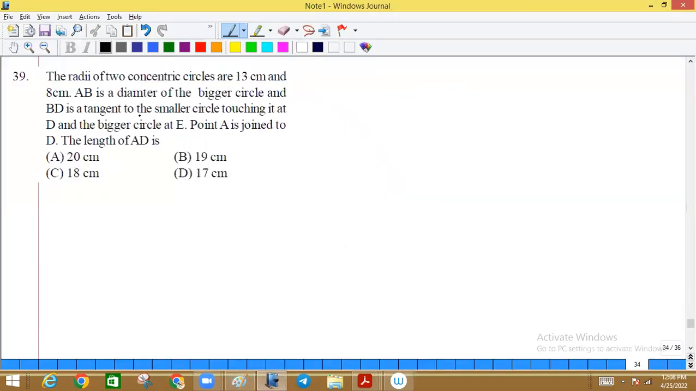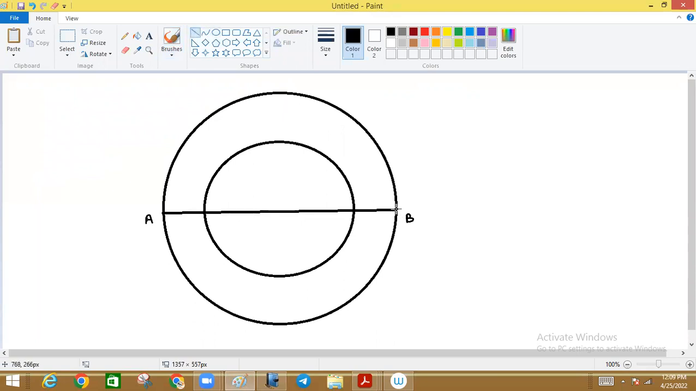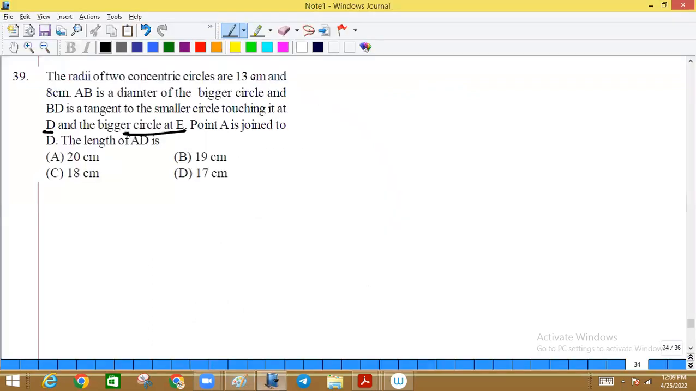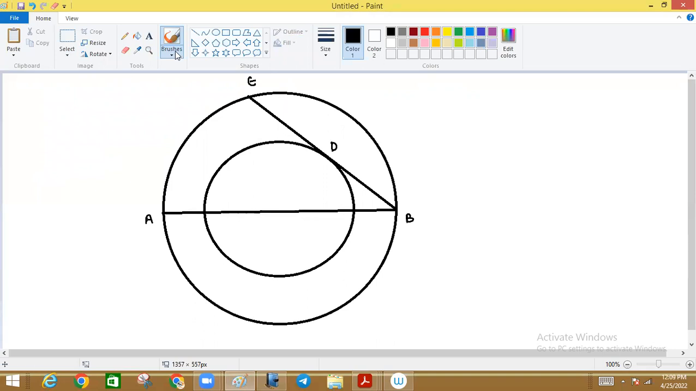He says BD is the tangent to the smaller circle, touching it at D and the bigger circle at E. So BD is the tangent to the smaller circle. It is touching the smaller circle at D, intersecting the bigger circle at E. And what are you joining? Point A is joined to D, therefore the length of AD. You are joining AD, you want the length of AD. So here I'm taking two extra things. This is the given thing, but I'm completing it by joining AE and also by joining O is the center, you take OD.